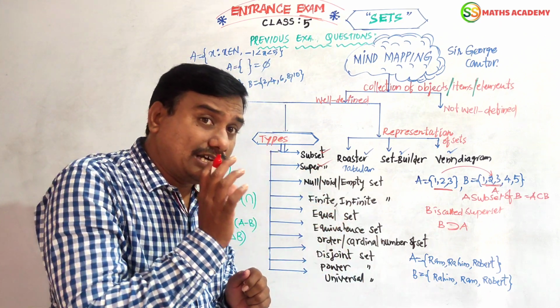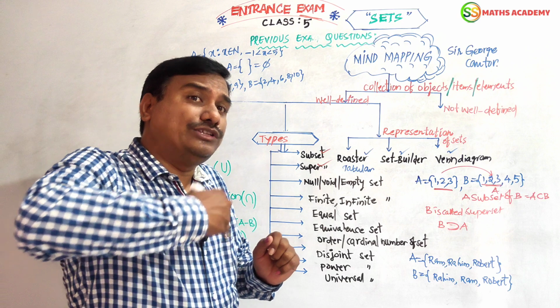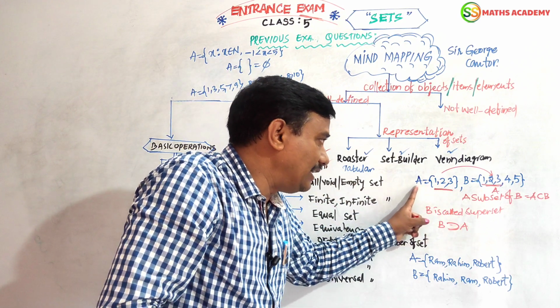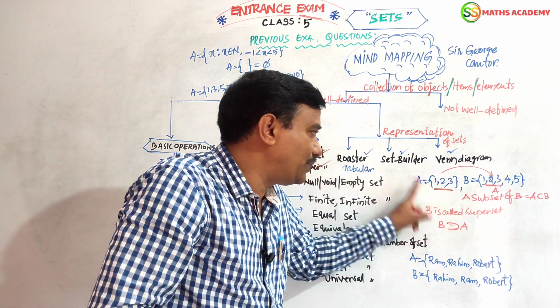Now, if the elements of A are all in B, then A is called a subset of B, and B is called a superset of A.